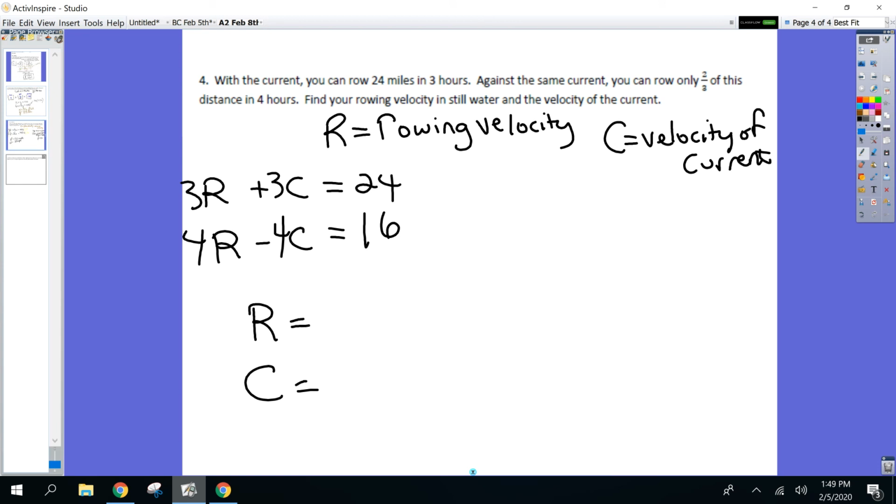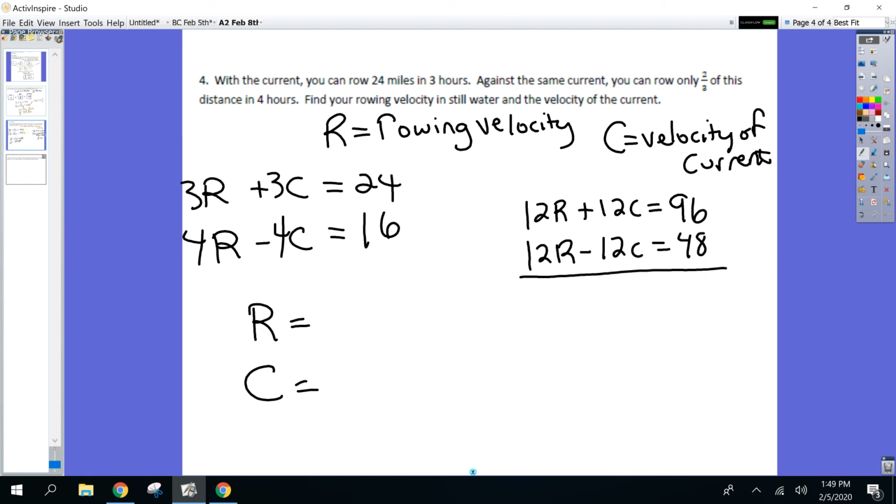All right, I started with 4. On top? Yeah. Okay, so you did 12R plus 12C equal to 96. What'd you multiply the bottom one by? 3. Okay, 12R minus 12C equals 48. I'm getting 12 miles an hour. Okay, it's still too fast. The C's canceled. What'd you get? 12R, 12R. 24. Over here, you got 144.